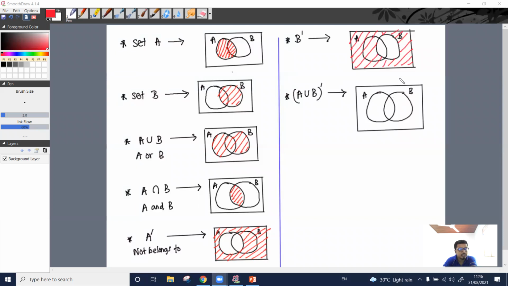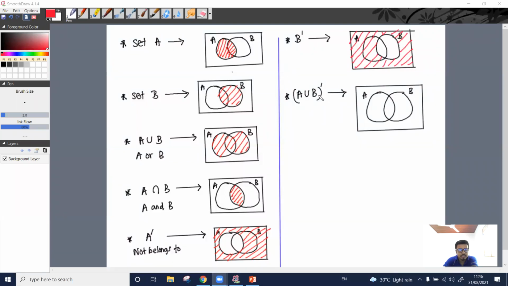Not belonging to A and not belonging to B. Outside these two circles. Right? Not common. Common means the part that belongs commonly to A and B. Common is this. That means the intersection. Right?